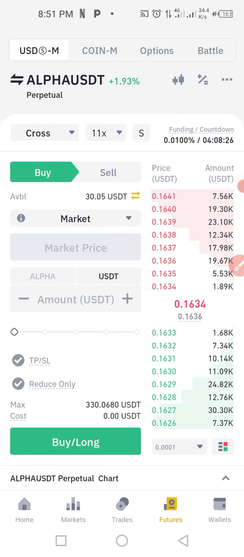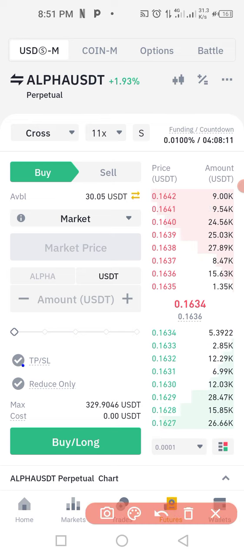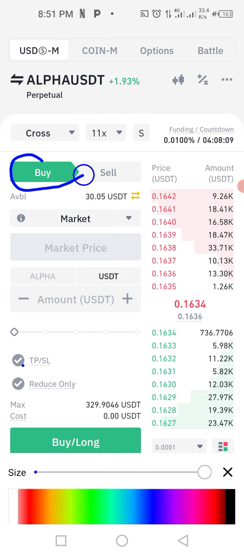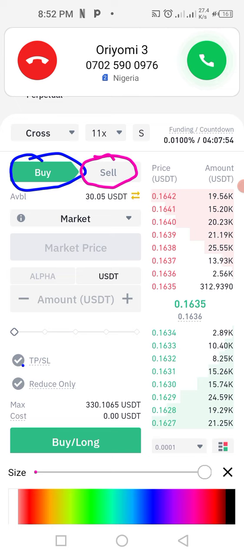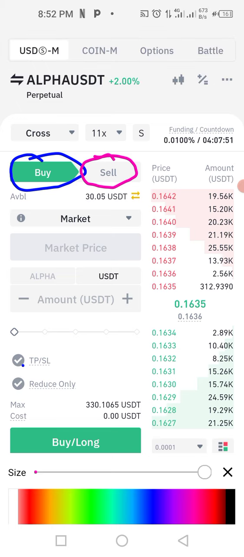That's that. Then another thing is, if you have a signal that says long Alpha USDT, long means you are buying. Take note, long means buying. You are buying Alpha with USDT. Short means you are selling. Anytime the trade says short, it means you are selling.